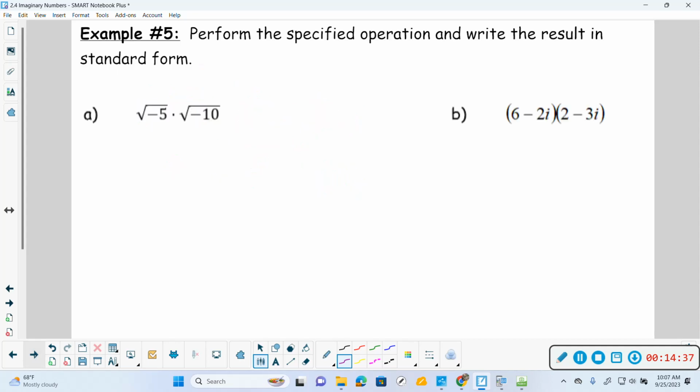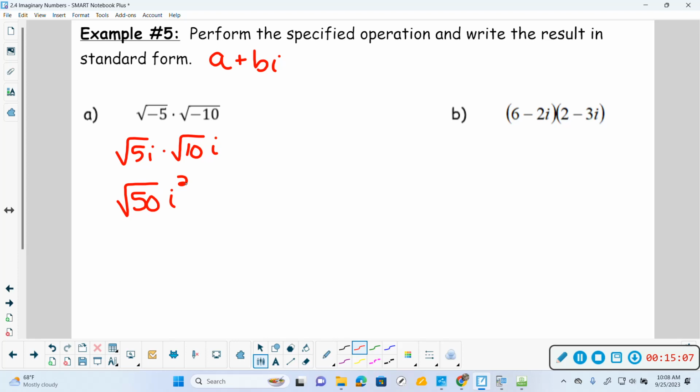All right, so perform the specified operation, write the result in standard form. Now remember, standard form is just that long-winded a plus bi. Now, just like I said, here's the deal. You have to always take the i's out first, and I'm going to show you why in a minute. So I'm going to rewrite this square root of 5i, square root of 10i. Now I'm going to multiply. 5 and 10, of course, 50. I and I.